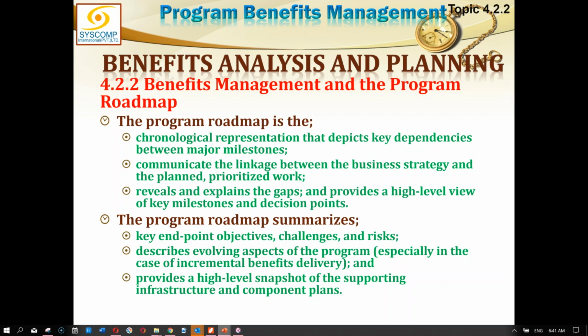The program roadmap summarizes key endpoint objectives, challenges, and risks. It describes evolving aspects of the program, like the progressive elaboration and incremental benefit delivery, and provides a high-level snapshot of the supporting infrastructure and component plans.